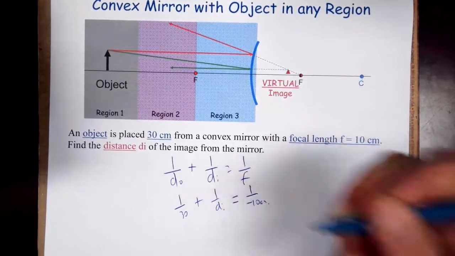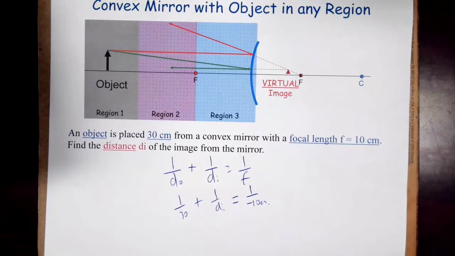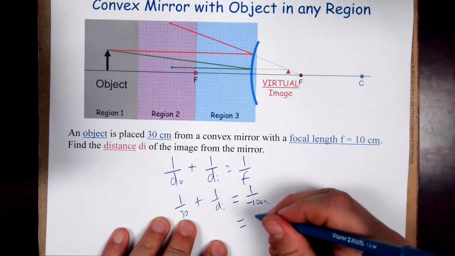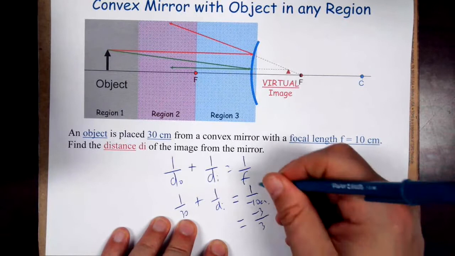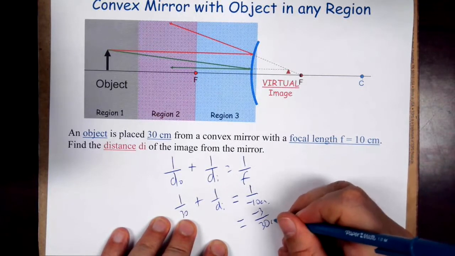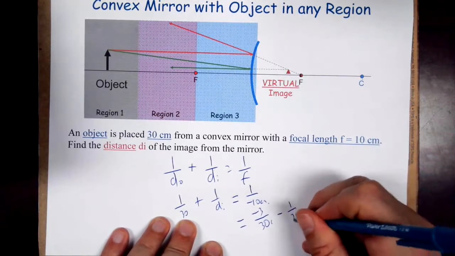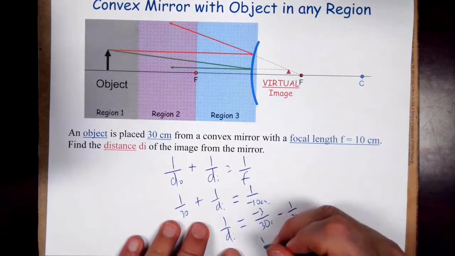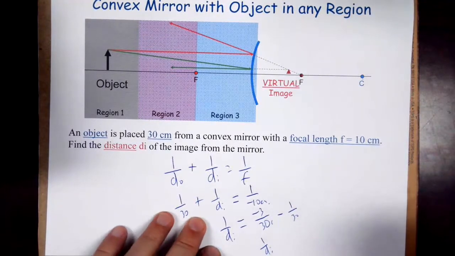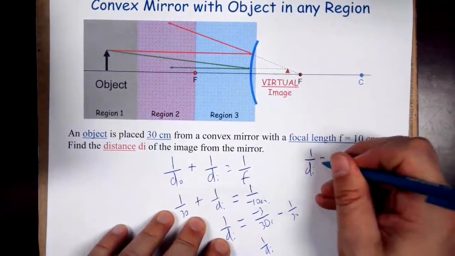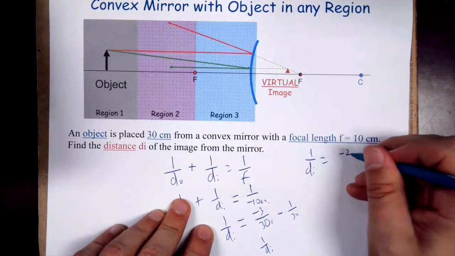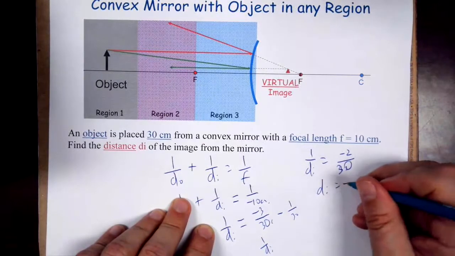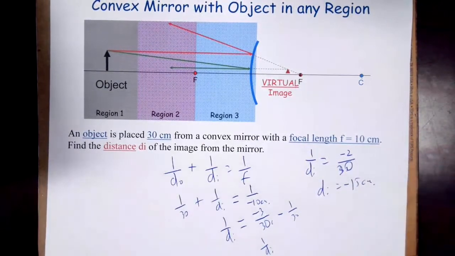And then we want to find the distance to the image. So we do our maths on this. If we rearrange this, I guess we multiply both by 3. So we get negative 3 over 30 minus 1 over 30 is equal to 1 over di. So 1 over di is equal to negative 2 over 30. So di is equal to negative 15 centimeters.